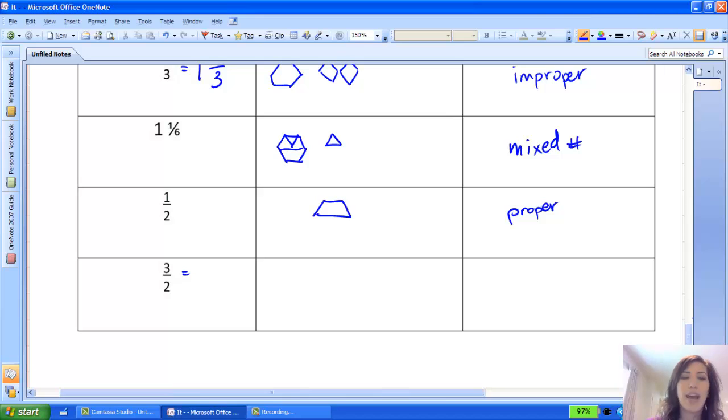Last but not least, we have another improper fraction, so we need to change this as well to a mixed number. 2 goes into 3 once, with 1 left over, keep the same denominator. Oopsies. It's not going to be a very good hexagon. Here we go. 1 1/2.